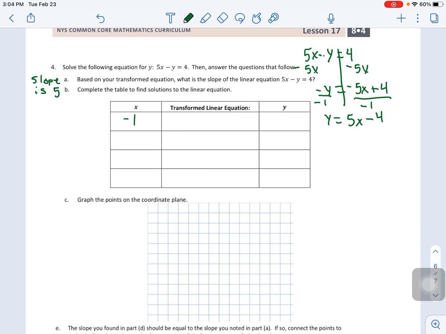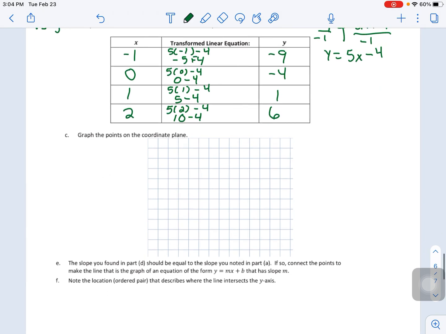So let's do negative 1, 0, 1, and 2, and plug in. 5 times negative 1 minus 4, adding the opposite, is a negative 9. 5 times 0 minus 4, 0 minus 4 is negative 4. 5 times 1 minus 4 is 1. And 5 times 2 minus 4 is 6. So we will take that information and plug it in.